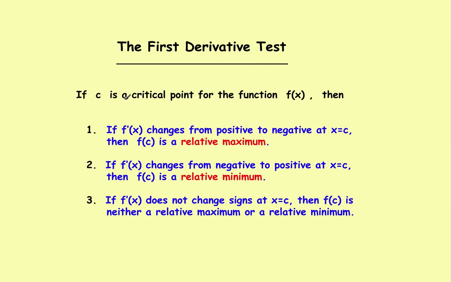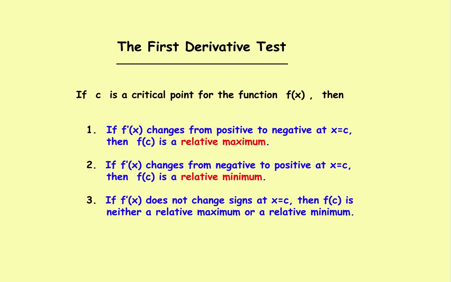At a critical point, if the first derivative changes from positive to negative, you have a relative maximum. In other words, if it goes from increasing to decreasing, you had to have a relative maximum at that point. If the first derivative changed from negative to positive, in other words, it went from decreasing to increasing, then you had to have a relative minimum there. And finally, if the first derivative does not change signs, suppose it went from decreasing to decreasing again, then you had neither a relative minimum nor a relative maximum.